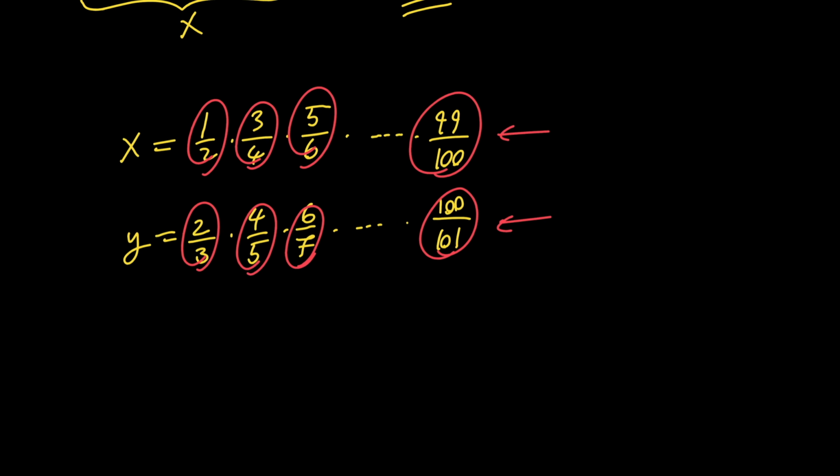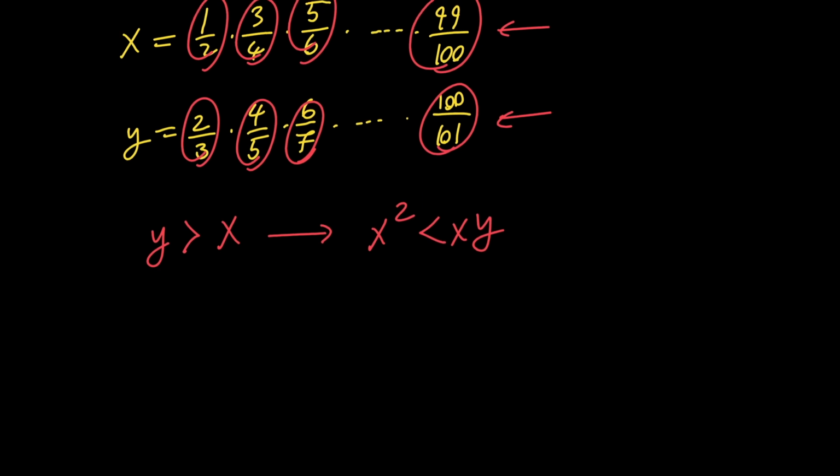Therefore, I can say that the product of the fractions on the bottom, which is y, is greater than the product of the numbers on the top, which is x. Makes sense? Great. Next, let's multiply both sides by x and say that x squared is less than x times y.